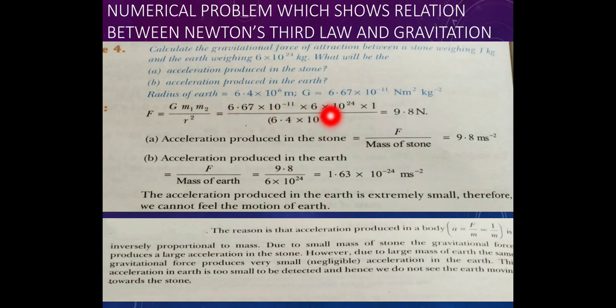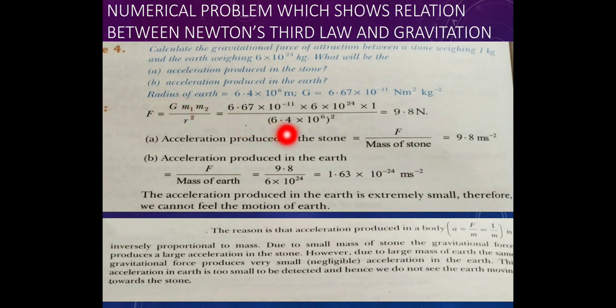Here there are two objects. One is the earth and another is a stone. Okay, m1 is the mass of the earth and m2 is the mass of the stone. So now we will multiply it, and here this is the radius of the earth. The stone is on the surface of the earth. Okay, the stone is here. Here we are going to see the distance between the stone and the earth, and this will be represented by the radius of the earth.